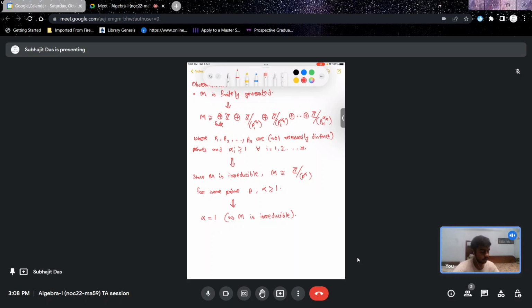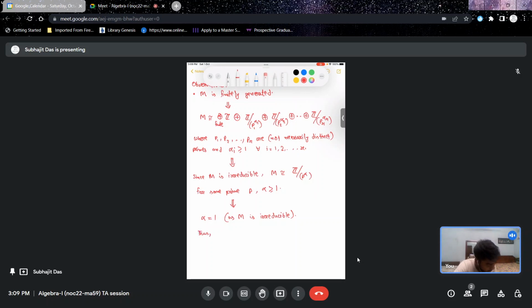You could just take the class of p, right? This would be non-zero, and the submodule generated by this will be non-trivial, and it will still be proper, right? Because it will have p to the power alpha minus 1 elements in it. That is, the order of this element in this abelian group is precisely p to the power alpha minus 1. So it would definitely be proper and non-trivial as well. So that means alpha is equal to 1.